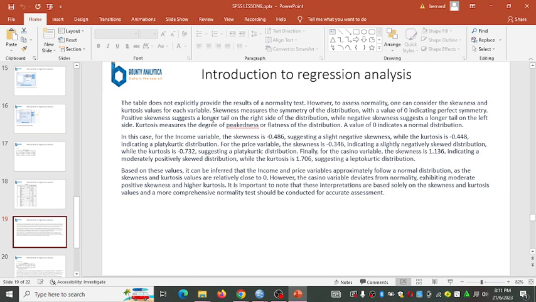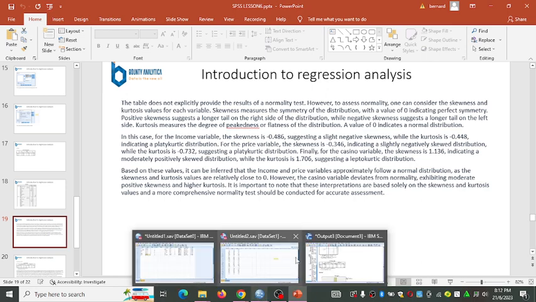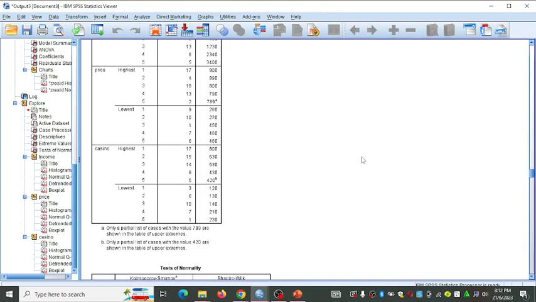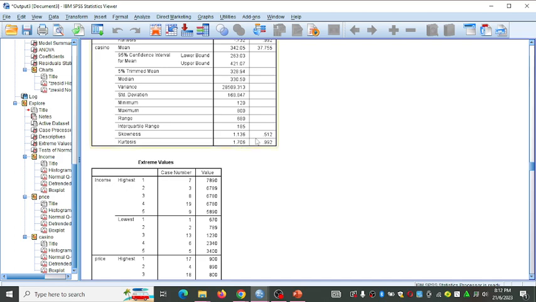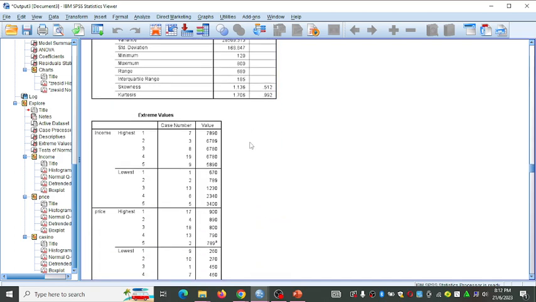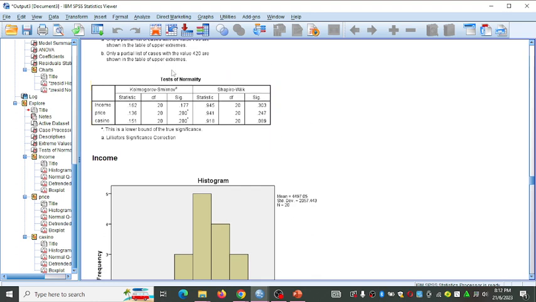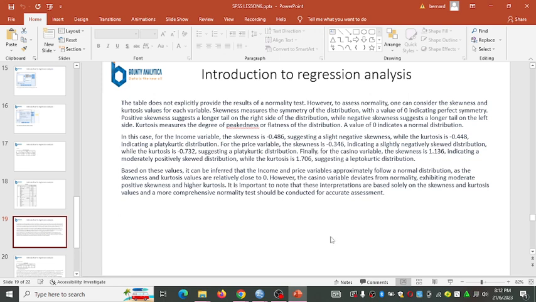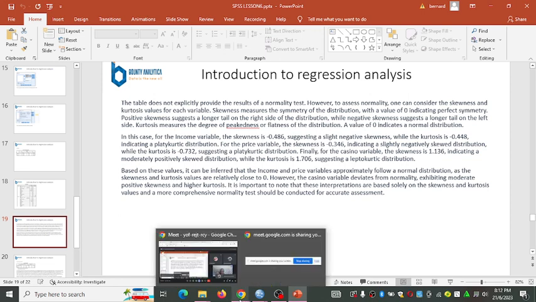Kurtosis measures the degree of peakedness or flatness of the distribution. A value of 0 indicates a normal distribution, and for our case, we don't have any value of 0. These values are greater than 0, so that's why we bring our concentration more to the tests of normality table. Okay.